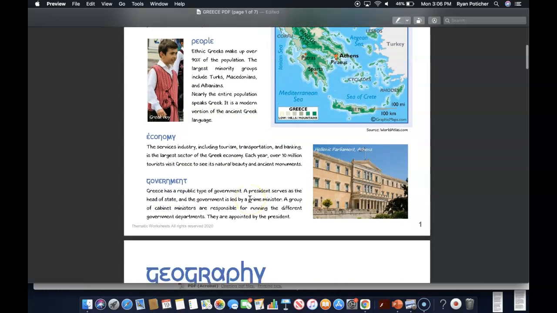In terms of economy, the services industry, including tourism, transportation, and banking, is the largest sector of the Greek economy. Each year, over 10 million tourists visit Greece to see its natural beauty and ancient monuments.